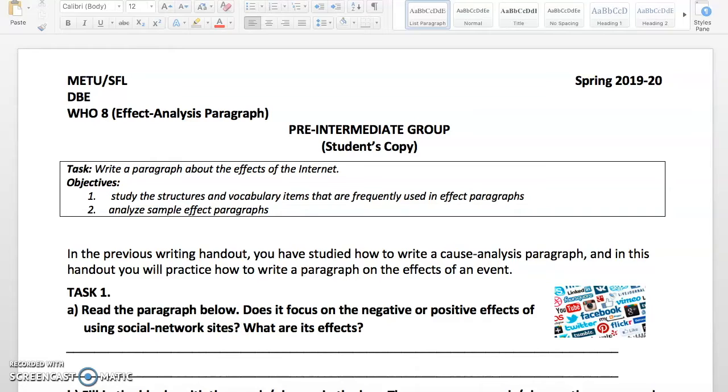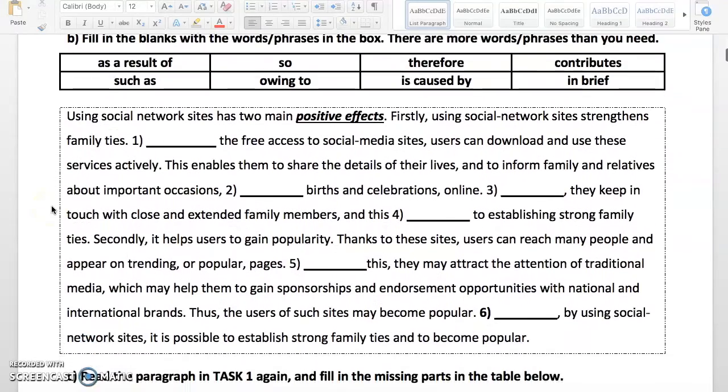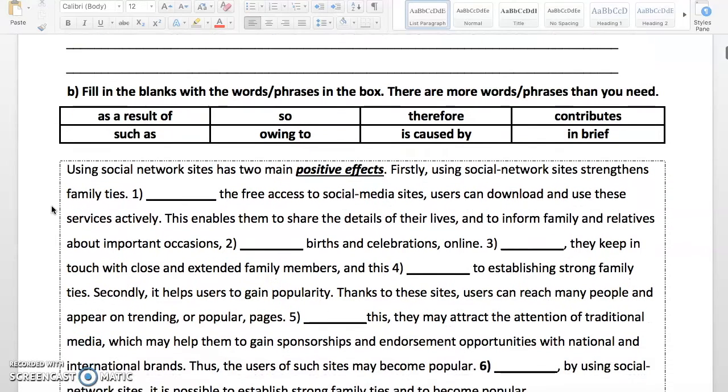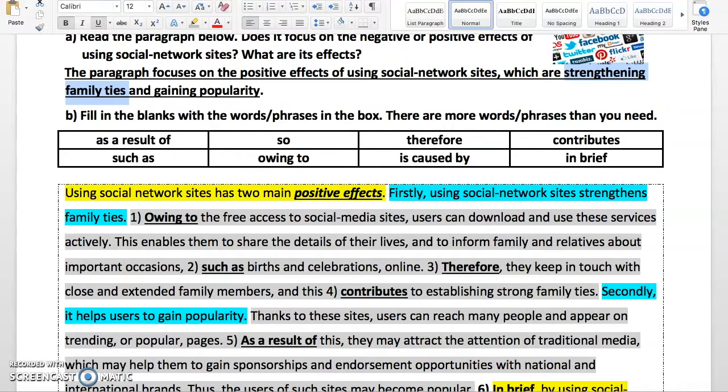Okay, we will start the handout with task 1. Here, there is a sample paragraph on the positive effects of using social network sites. Please pause the video and do A and B under task 1 and have a full paragraph. Then we will have a closer look at it. Alright, so here are the answers. You can also find these answers under students page, pre-intermediate group, writing handout 8, instructor's copy.